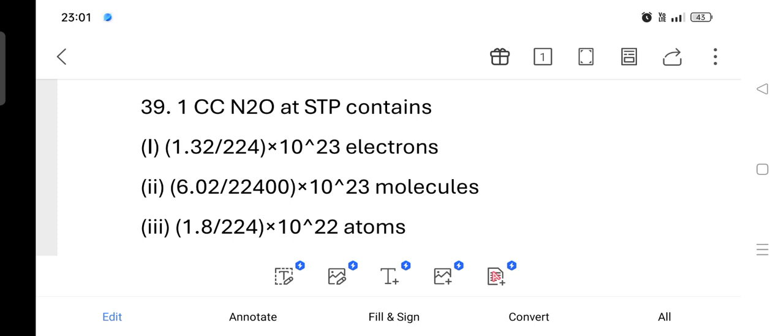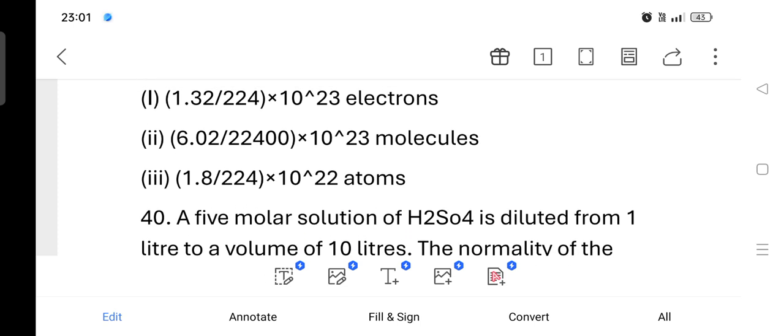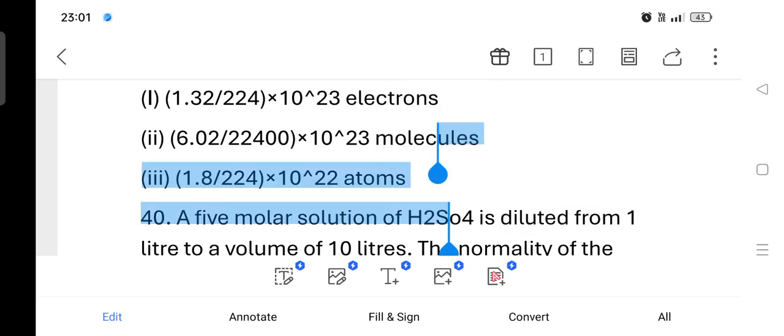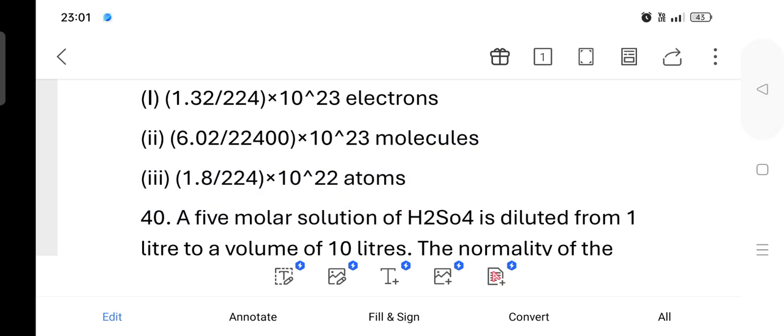1 cc N2O at STP contains 1.32 per 224 into 10 power 23 electrons, 6.02 per 22,400 into 10 to the power of 23 molecules, 1.8 per 224 into 10 power 22 atoms.